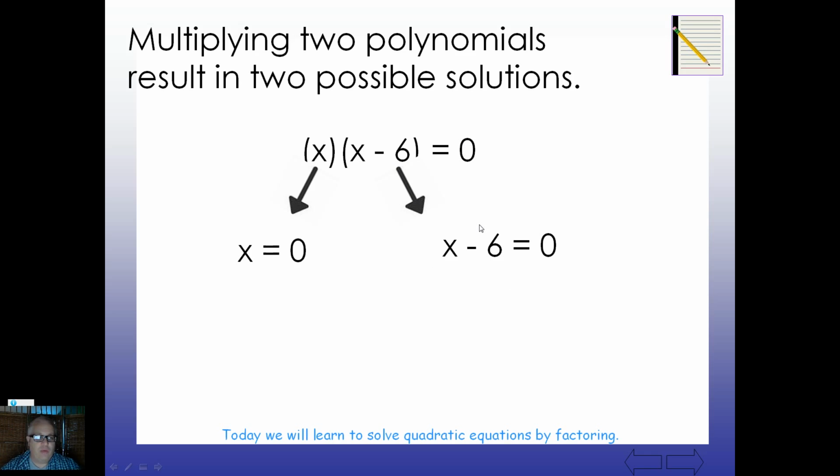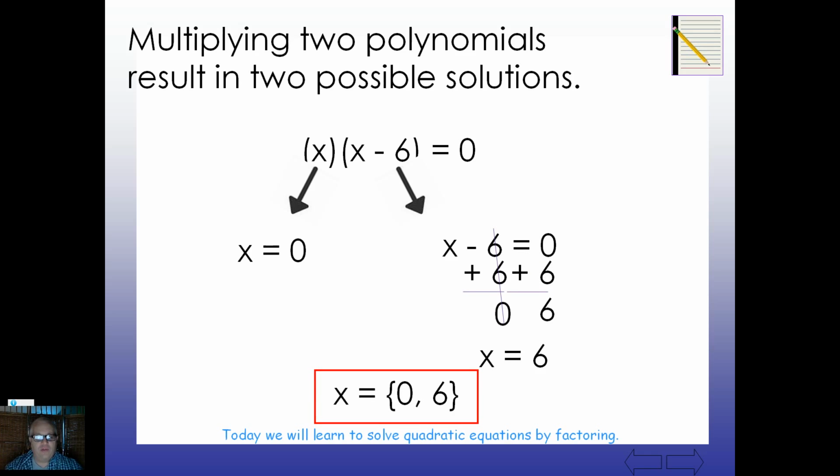This one, let's do what we did before. Subtract 6 from both sides. I'm sorry, we are subtracting 6, so let's add 6 to both sides. Add 6 to both sides here, and we end up with an answer of 6. So what are our two solutions? The two possible solutions: x equals 0, x equals 6.